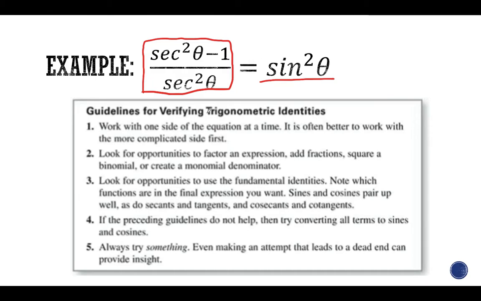Now, number 2, you'll notice it says look for opportunities to factor an expression, add fractions, square a binomial, or create a denominator, all right?